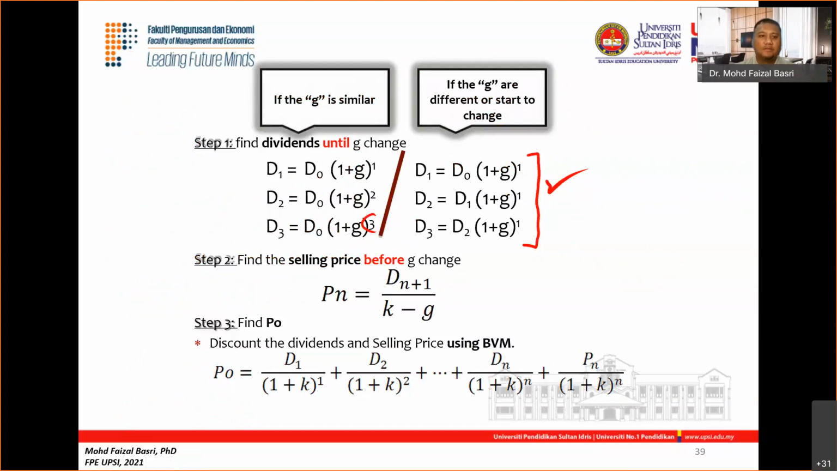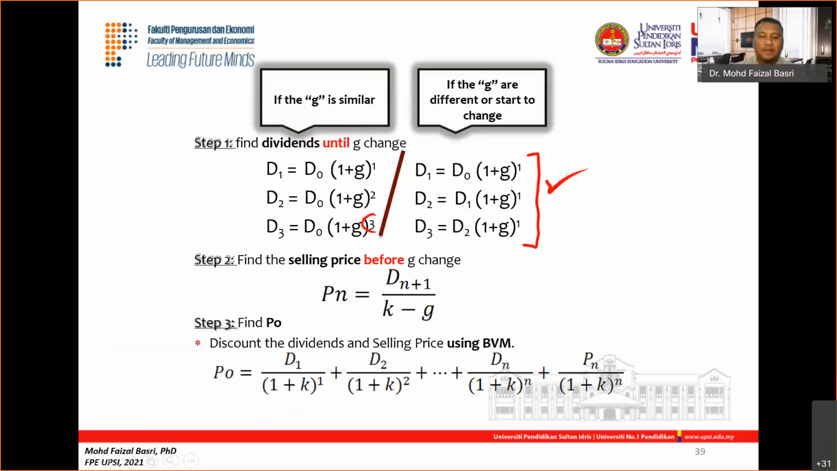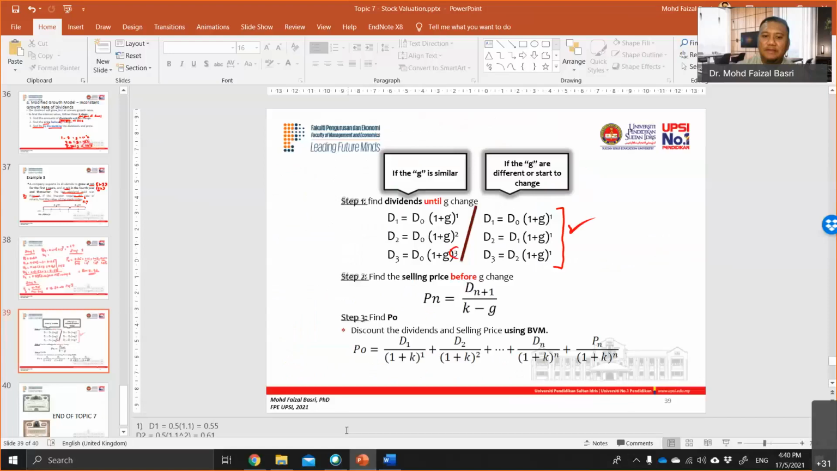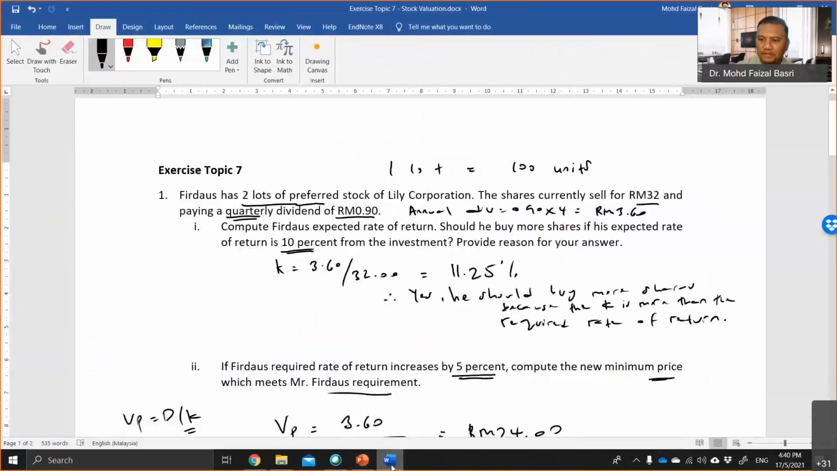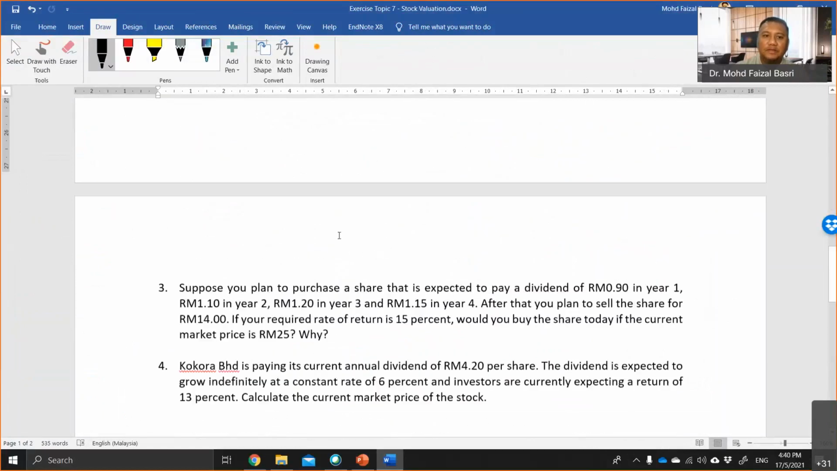So with that, I think that's the end of topic 7, the stock valuations. So we have two types: the preferred and also the common stocks. Maybe within 5 minutes, we did question number 1 and question number 2.